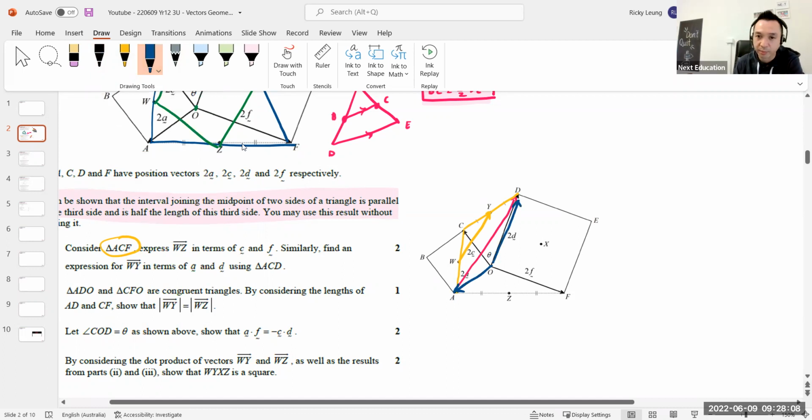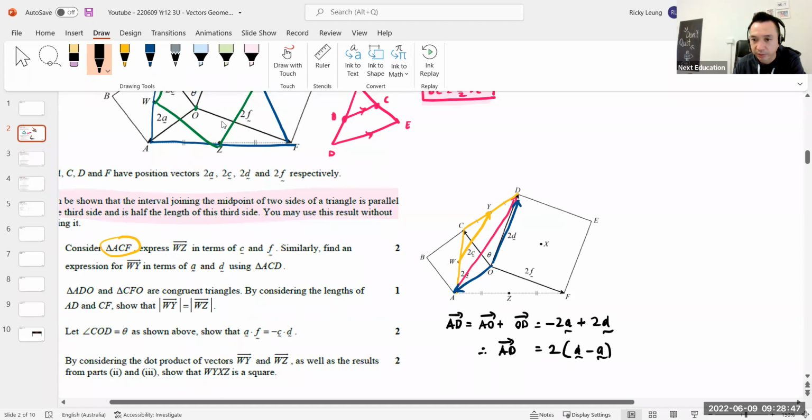So I can express the pink in terms of the blues, and then the yellow is half of the pink. By the same token here, I'll just write it down here and I'll move it upstairs. So let's start with the pink. The pink AD is equal to, now it's going backwards, so it'll be AO plus OD, which in this case will be minus 2A plus 2D. So same thing, let's factorize a 2 out, therefore AD equals 2 times D minus A. Pretty sweet, pretty easy.